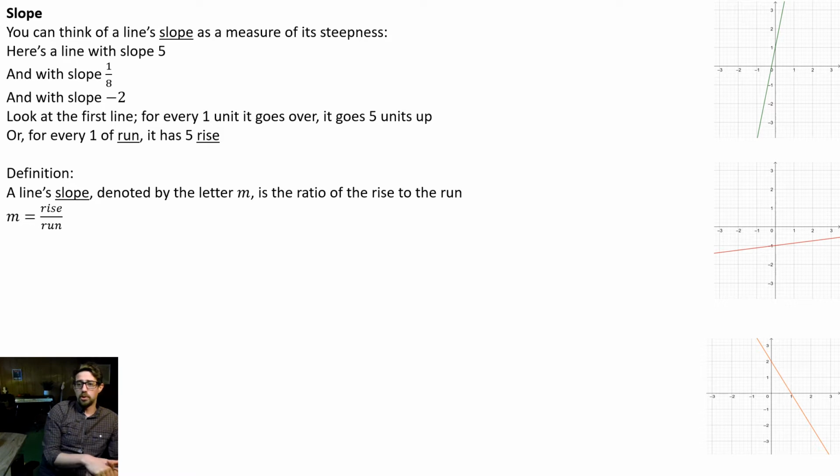A line's slope, we use the variable m for slope for some reason. It's defined as the ratio of the rise to the run. So we take how much it goes up and we divide it by how much it goes over. We'll spend enough time with this that eventually you'll have it internalized and you won't even have to memorize it. You'll just kind of know it.